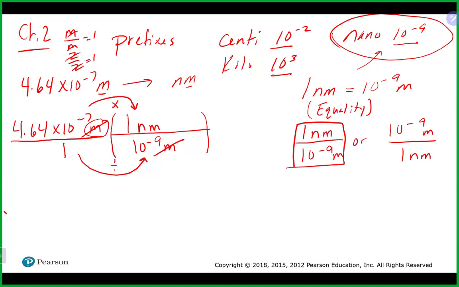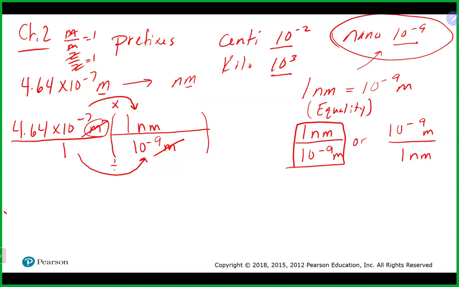That leaves us the only unit that is left, which is nanometers, and that is on top, which is really important because if you are solving for some type of unit, and it's just one unit by itself, it does need to end up on top for it to be correct.